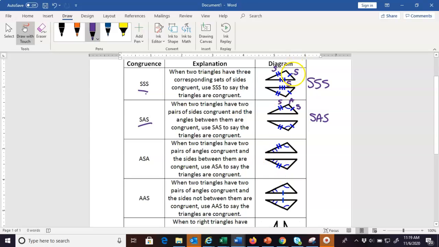So remember, we can match up markings. So this one tick mark here matches up with this tick mark. That means those sides are congruent or equal. So like this could be 2 and this could be 2.